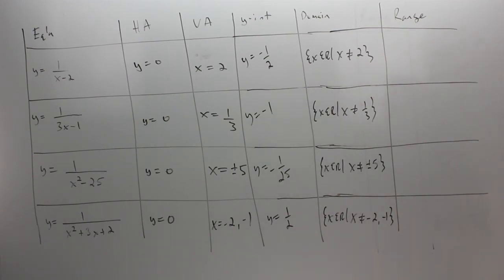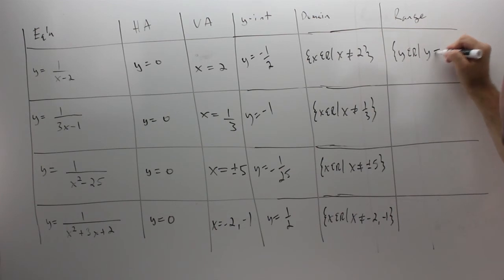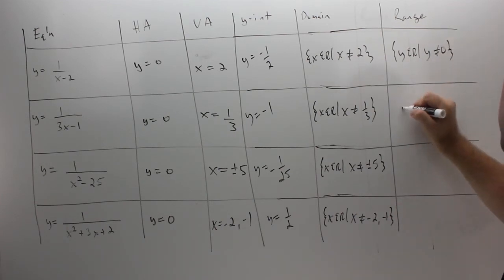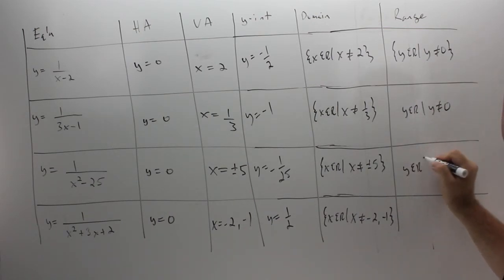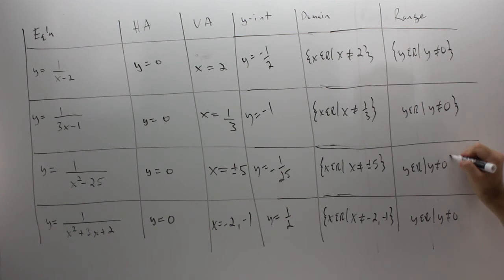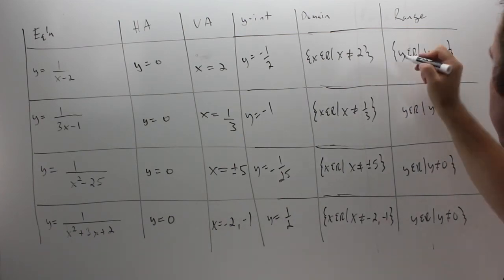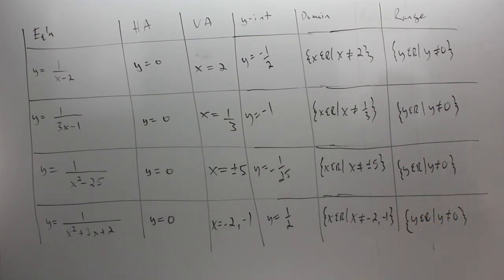Lastly, let's do the range. The range, in all of these cases, is actually the exact same. It's that y can be anything other than 0; y cannot be 0. Throw in some curly brackets around those and you're good to go. Like so.